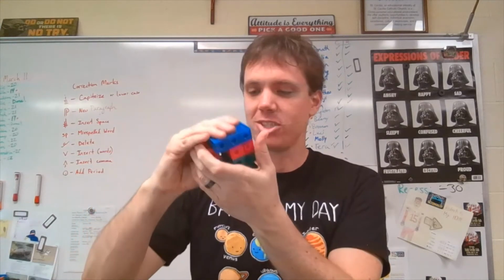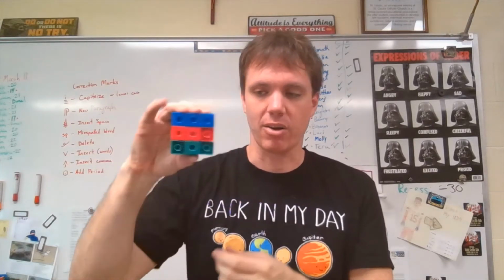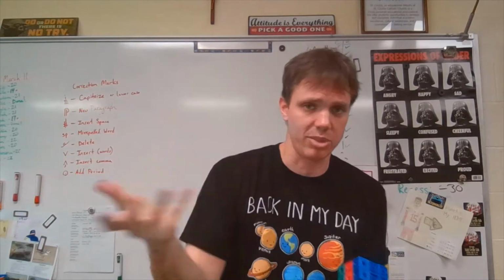So, rectangular prism. We've got 3 this way, 3 this way. That gives me 9 total, and it is 2 thick, right? So 3 times 3 times 2 tells us that it is 9 plus 9, which is 18, right? Or 3 times 3 is 9, times 2 is 18.